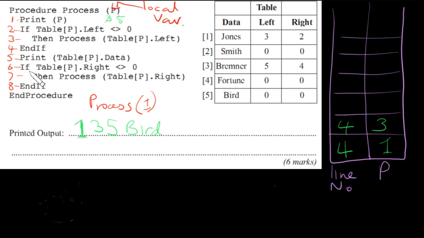And then we carry on if table 5 dot right isn't 0. Now table 5 dot right is 0, so that fails. So we go to the end if, end the procedure, pop the stack. So we pop that off the stack. So that tells me I'm going to line 4 with p equal to 3. So line 4 is end if, so we basically just skip to the next line. And then it says print table p.data. Now p currently is 3 because that's what we popped off the stack. So table 3.data is Bremner. So we write out Bremner.